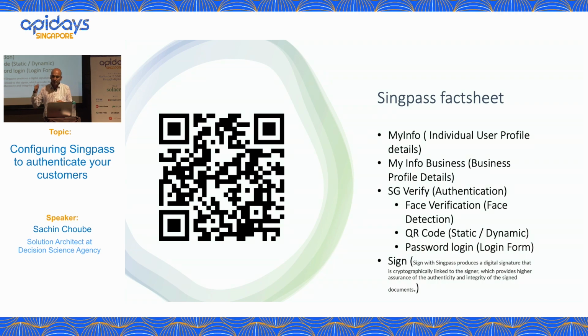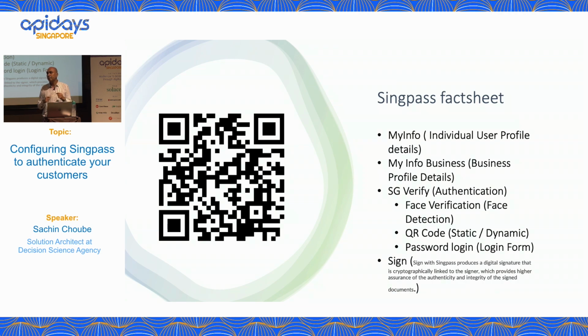The features: first, MyInfo is for individuals. MyInfo Business is B2B. If you are working in an organization where you want B2B authentication, where you want to know exactly, if I want to talk with other corporate organizations within Singapore, you can use MyInfo Business for that specific purpose. Third is SG Verify. SG Verify is how you want to verify your customer, either citizens, residents, or businesses.